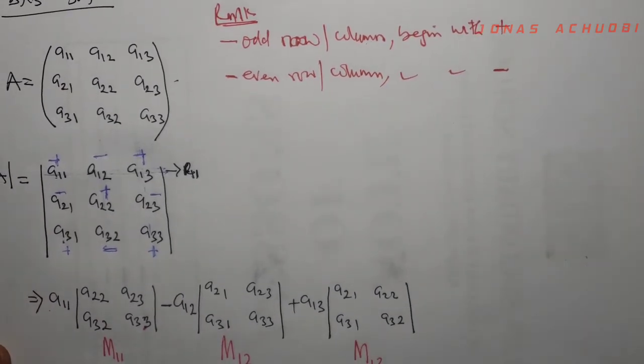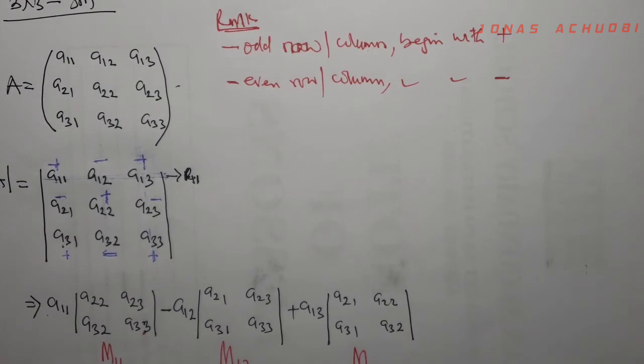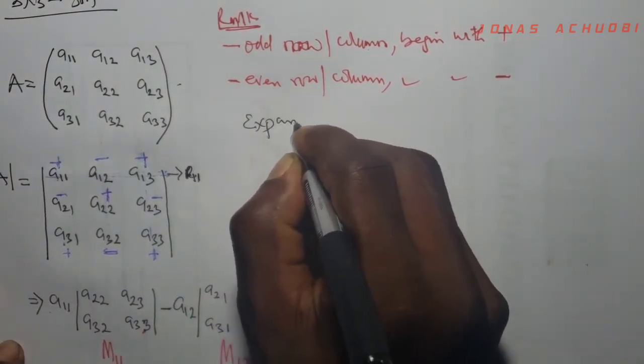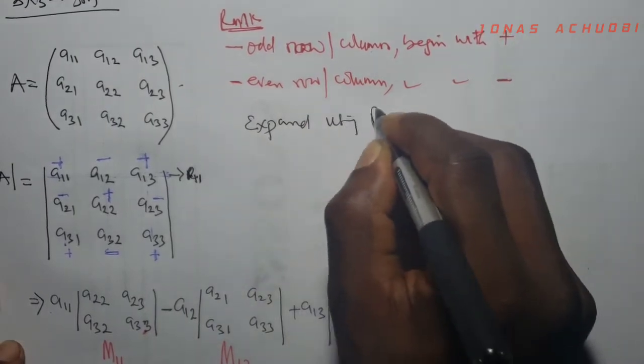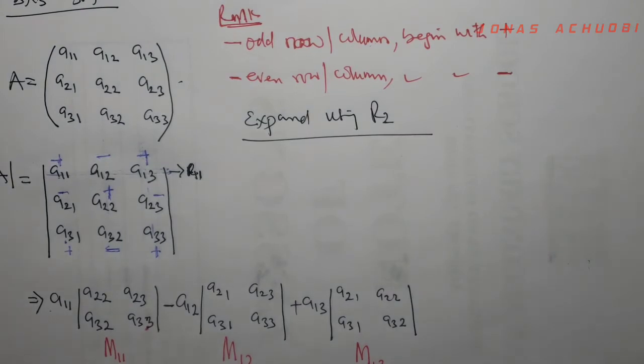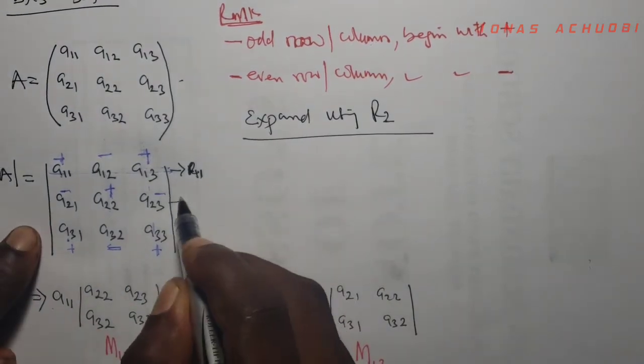So here we had expanded using row 1. We can also expand using row 2 if you want. So expand using row 2. And now row 2 is an even row, so we'll now start to expand using row 2. This is our row 2, right?